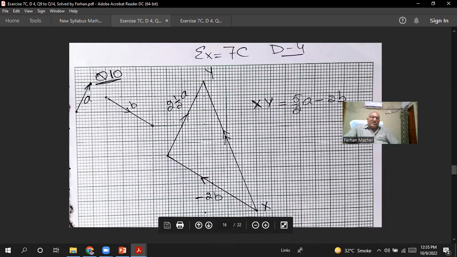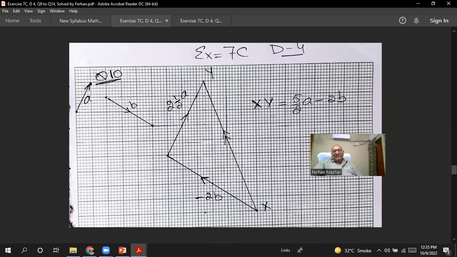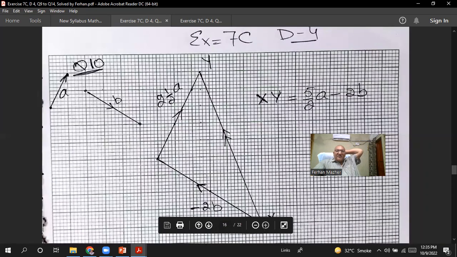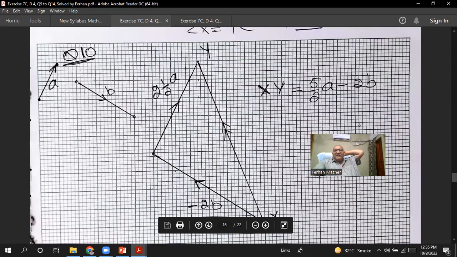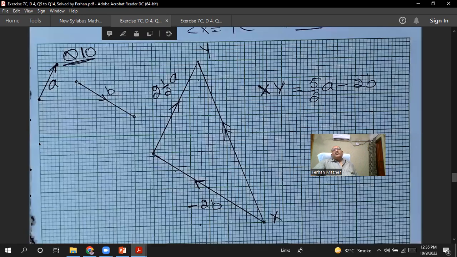Then 1, 2. That's 1A. And half. That's half A. So 2A plus half A, that will be 2.5A. So that's 2.5A minus 2B. So this is a very tricky question. Okay, this is not a simple, straightforward thing. Hopefully you understand, and let me show you that. This is how it is done. It's a little tricky.